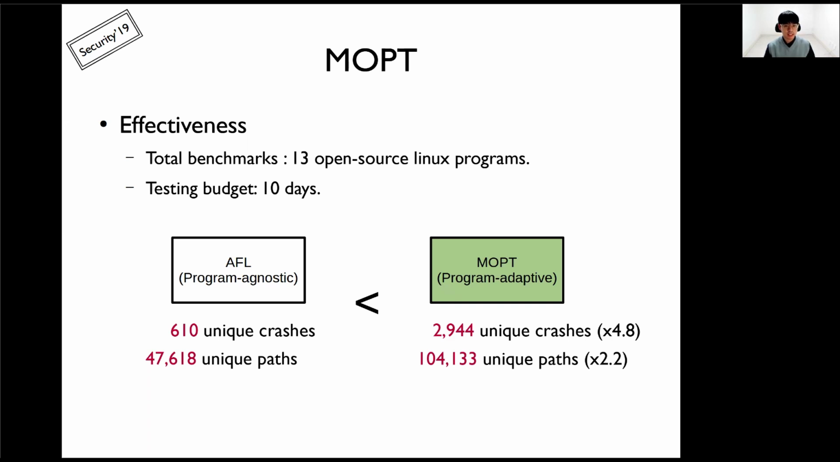And in short, this program adaptive mutation strategy MOPT outperforms the program agnostic strategy AFL. As you can see, MOPT found about 3,000 unique crashes, but AFL managed to find about 600 crashes. In terms of unique execution paths, MOPT succeeded in discovering about twice as many paths as AFL. This is a very surprising result to me.